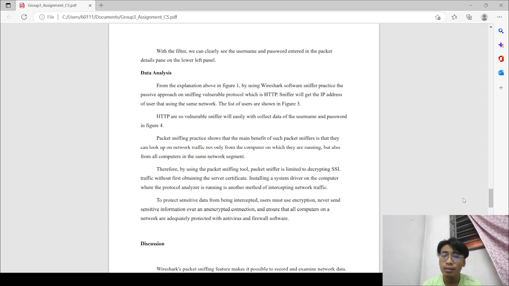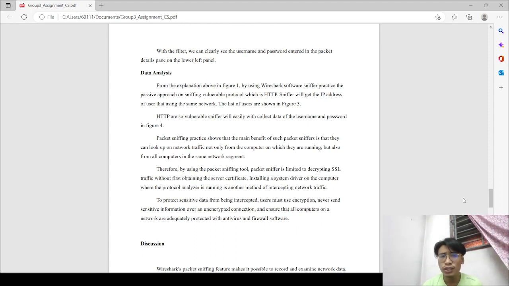As for the limitation of packet sniffing, they are limited in decrypting SSL traffic without obtaining the server certificate, because they are intercepting the network traffic where the protocol analyzer is running.